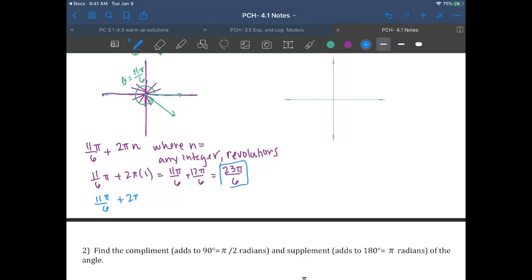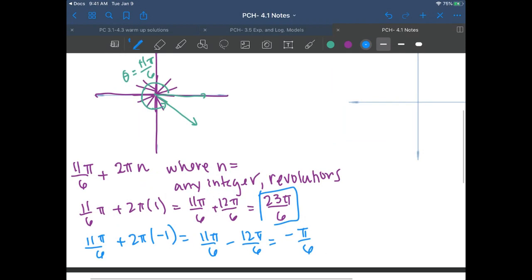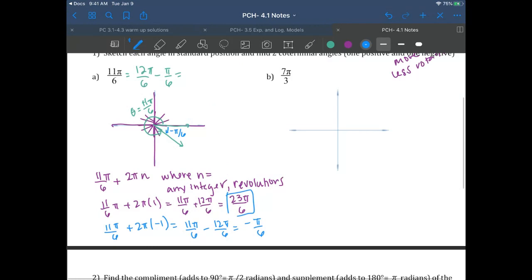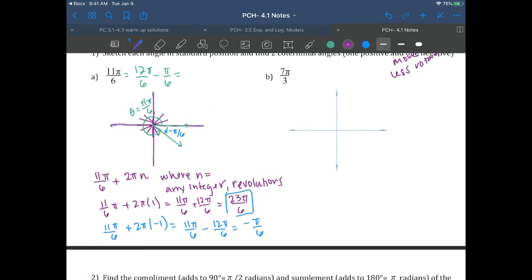Plus 2 pi times negative 1 would be a backwards rotation. That gives me 11 pi over 6 minus 12 pi over 6, which is negative pi over 6. So if I start at my angle here, 11 pi over 6, and then I subtract 12, 1, 2, 3, 4, 5, 6, 7, 8, 9, 10, 11, 12, you can see that we moved negative pi over 6.